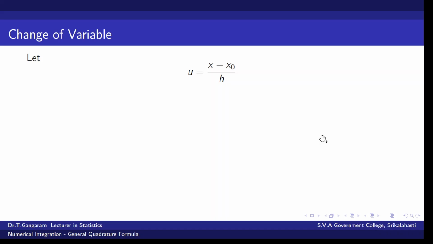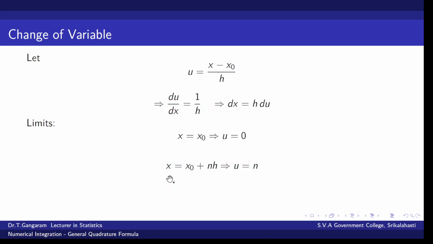The change of variable is done. Let u is equal to (x minus x naught) by h. By differentiating both sides, du by dx is equal to 1 by h, as there is no u term here and the constant becomes 0. This gives dx is equal to h into du. By substituting x is equal to x naught, we will get x naught minus x naught, which is 0. Similarly, by substituting x is equal to xn, x naught plus nh, we get u is equal to n.